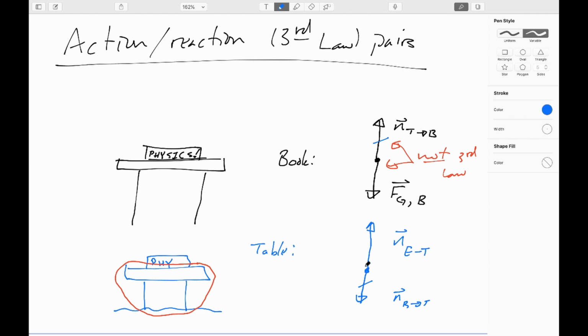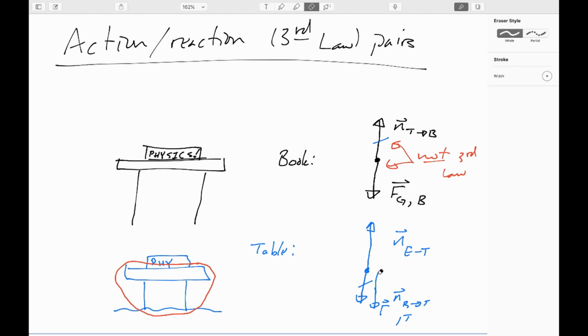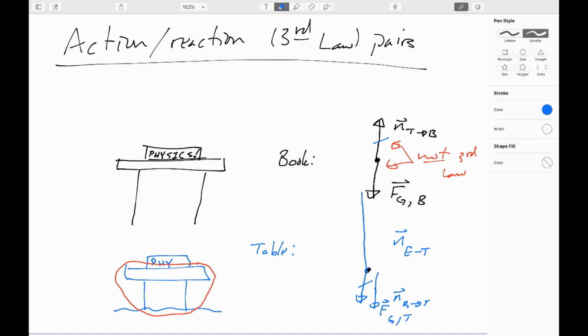Now I'm not done yet. There's still a long-range force acting on this. There's still also the force of gravity acting on the table. And if I were doing a better job of drawing this, I would be making this vector substantially longer. So there we go.